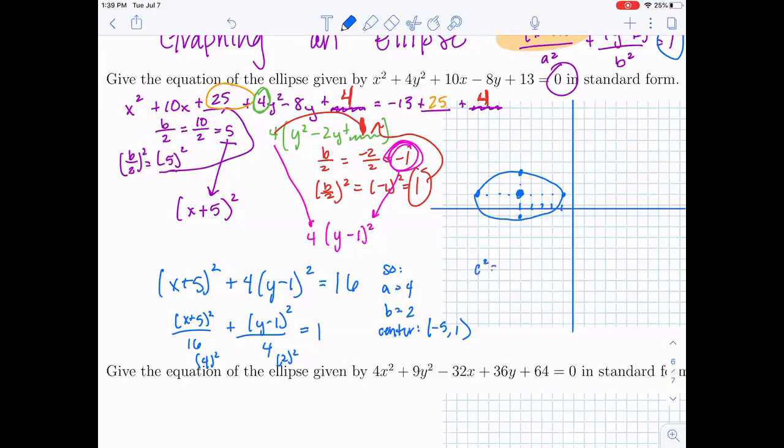So c squared is going to be a squared minus b squared. So 16 minus 4, that's 12. So c is root 12, which is about 3 and some. So we're going to go out 1, 2, 3 and some, 1, 2, 3 and some. And there are your foci in here, and your vertices out here, and there's your ellipse.